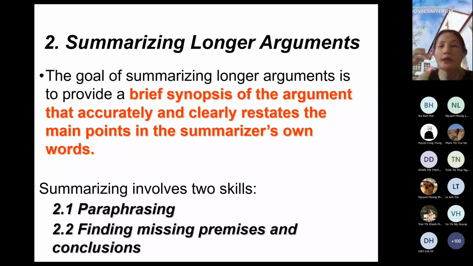And also it is clearly, okay, restate all of the main points of the original arguments in your own language, by your own vocabulary, all right? And in order to summarize long arguments, you need to practice two skills. The first one is the paraphrasing skill, and the second one is the skill of finding missing information. And we are dealing with arguments, so the missing information could be the premise or the conclusion.